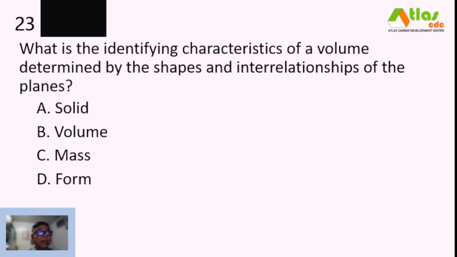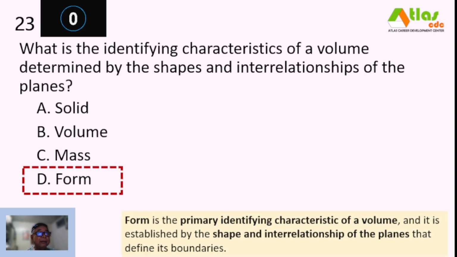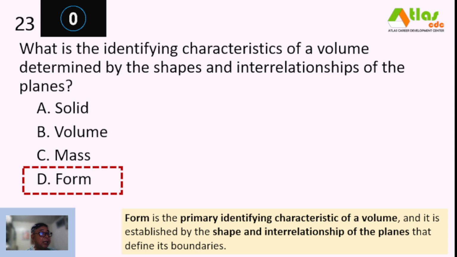Number 23. What is the identifying characteristic of a volume determined by the shapes and interrelationships of the planes? A. Solid. B. Volume. C. Mass. And D. Form. And our correct answer is letter D, form. So form is the primary identifying characteristic of a volume, and it is established by the shape and interrelationship of the planes that define its boundaries.